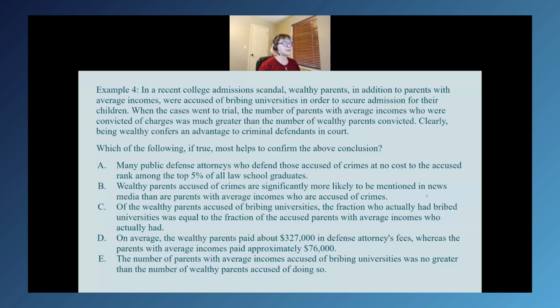But if the number of parents with average incomes that were accused was no greater and possibly less than the number of wealthy parents accused, and yet they were still convicted at a significantly higher rate, the conclusion is starting to look more likely. Does that help? We're going with E. Do you have any questions on any of the other ones? This is often a divisive choice.